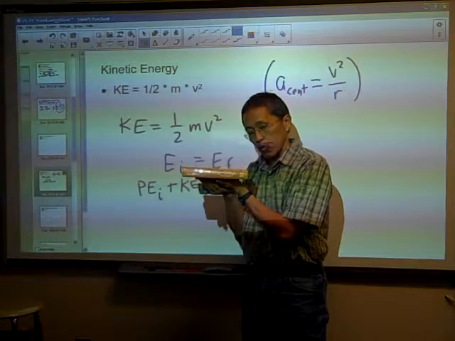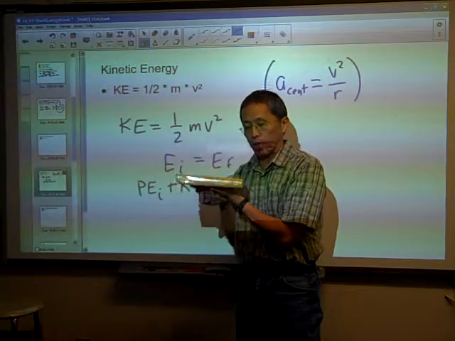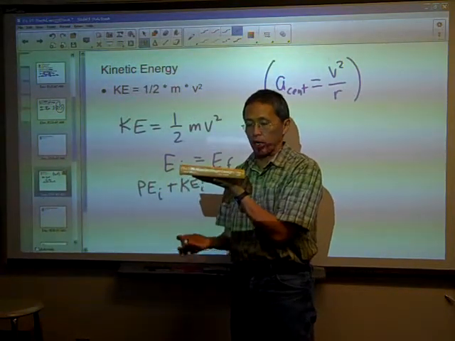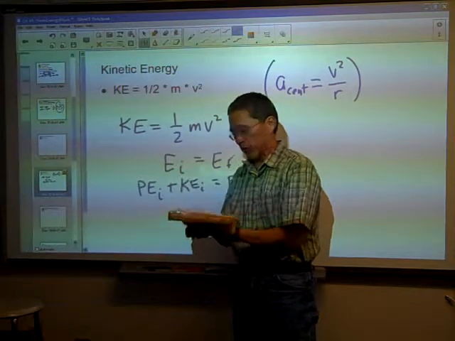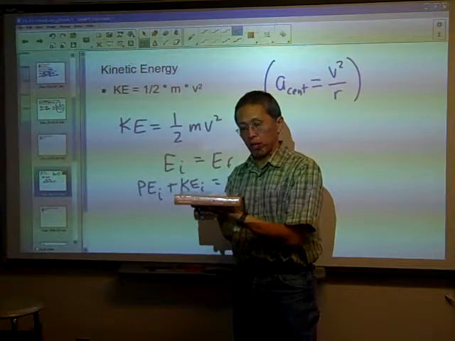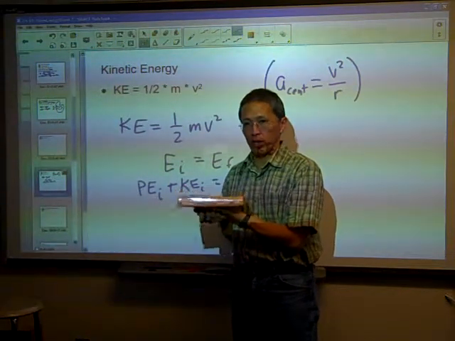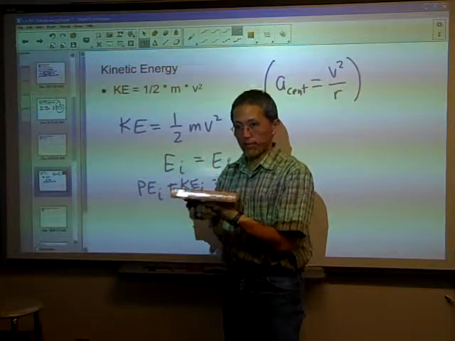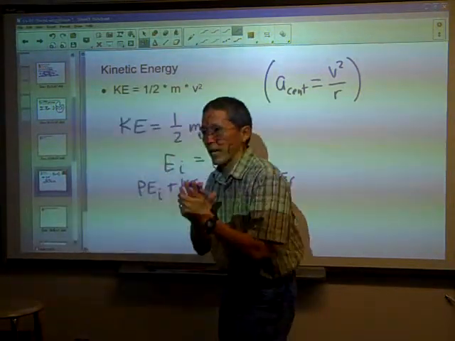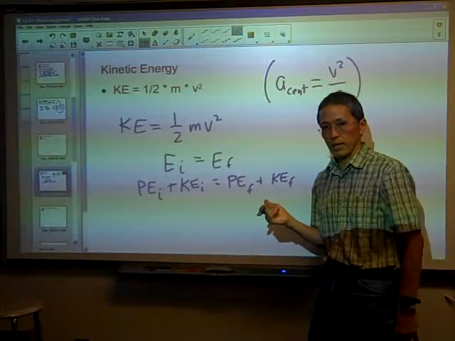A problem like this would be if I have a book that weighs 1 Newton and I drop it 1 meter, what is its final speed just before it hits the ground? Or if I'm above the ground 1 meter and I drop it, what's the speed just before it hits the ground, or just as it hits the ground? Anybody have an idea how to figure that out? Well, let's do it here.